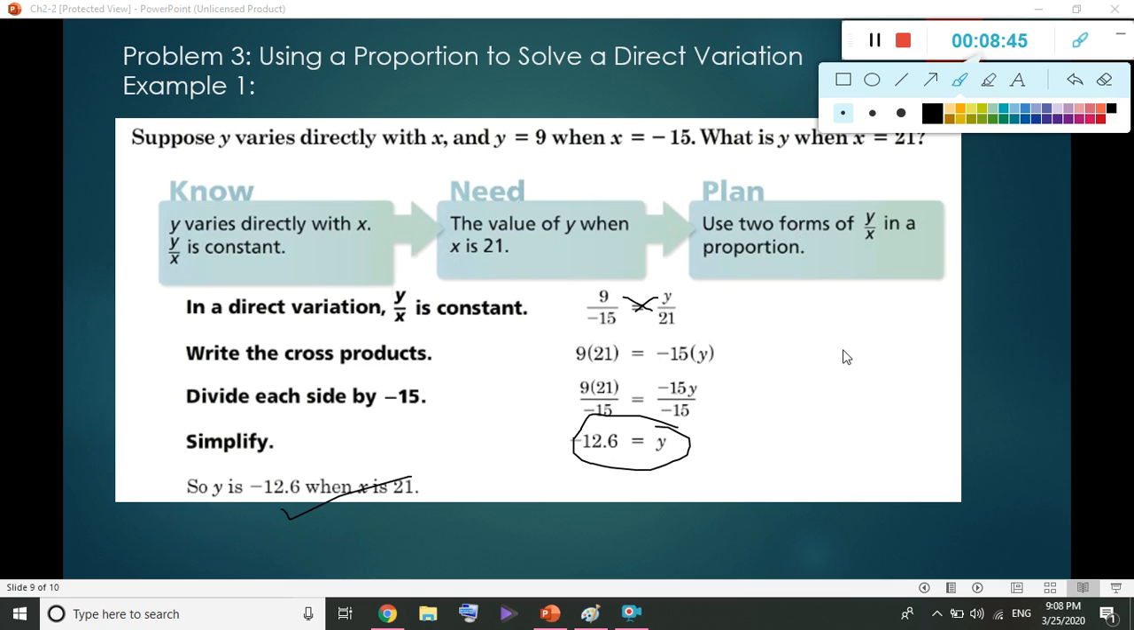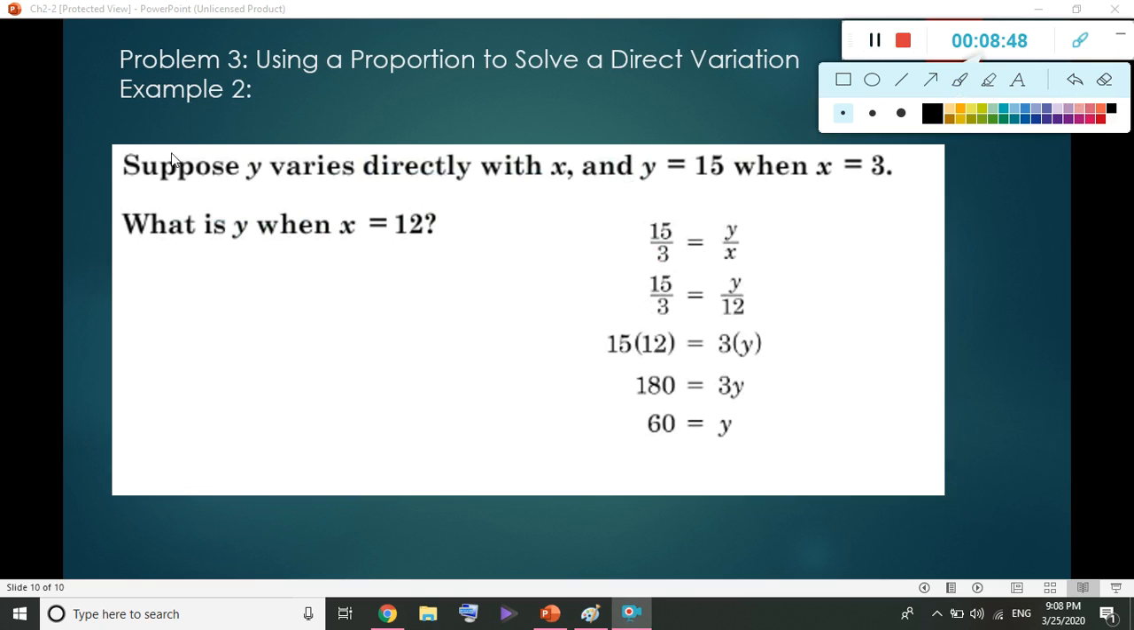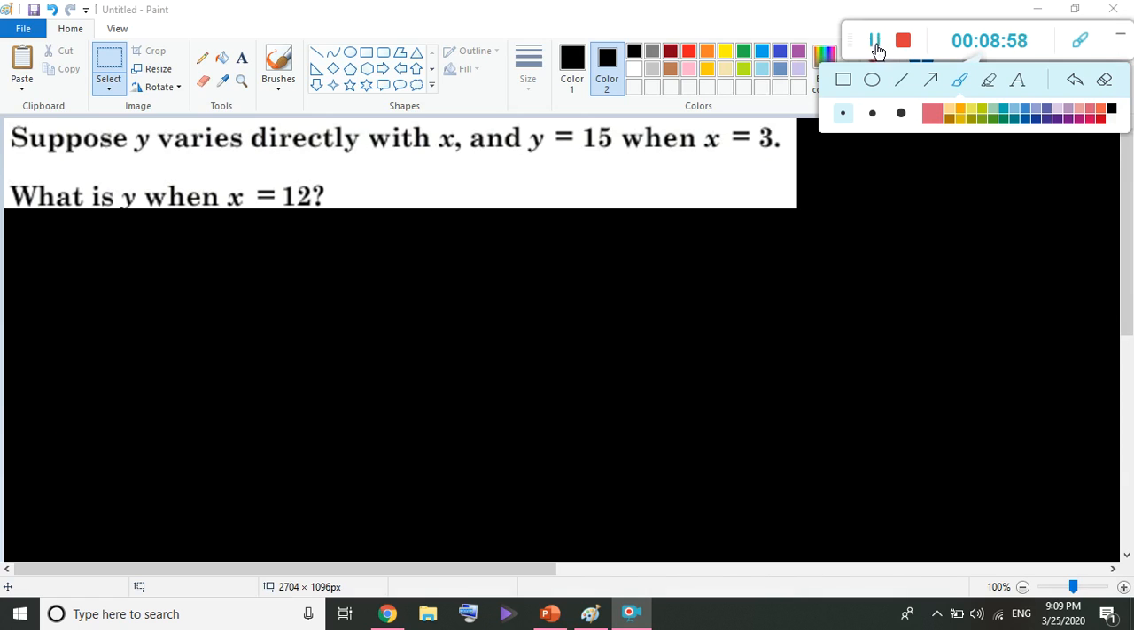Okay, let's solve the second problem we have here, which is the same idea. Suppose y varies directly with x and y equals 15 when x equals 3. What is y when x equals negative 12? Okay, so let's solve it together. Again, we're going to use the proportion, which is y1 over x1 equals y2 over x2. So here again, we're going to write them as points. The first point we have is 3 and 15, and the second point we have is 12 and y2.